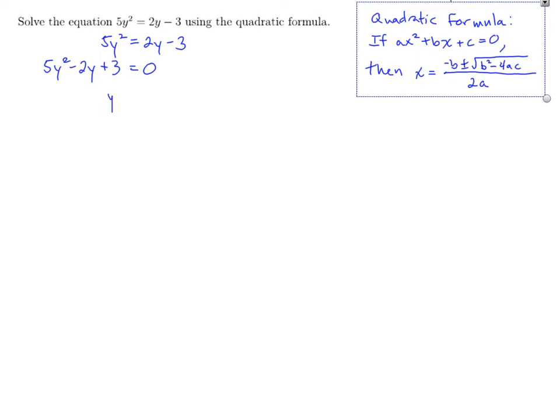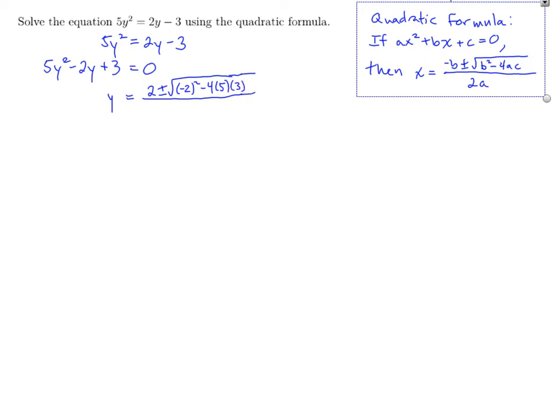So y is going to equal, and then on the right-hand side, we need the opposite of b, which, since b is a negative 2, will simply be positive 2. And then we have plus or minus, and then inside this radical, we're going to have b squared minus 4ac. Now, b was a negative 2, so we're going to have the number negative 2 squared. And then we'll subtract 4 times a times c, and a here is 5, so we're going to have 4 times 5, and c is 3, so we'll have 3.